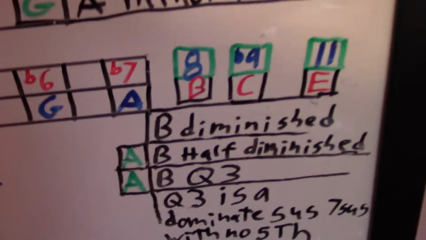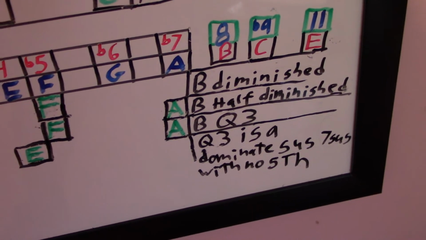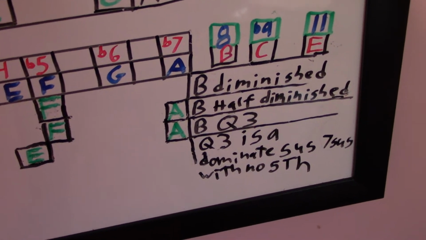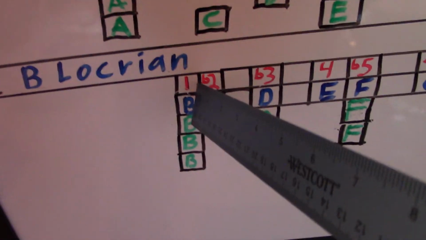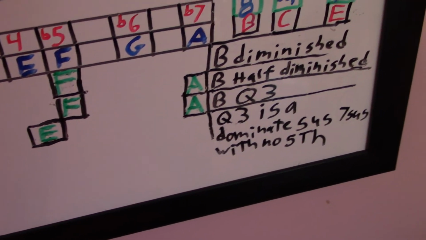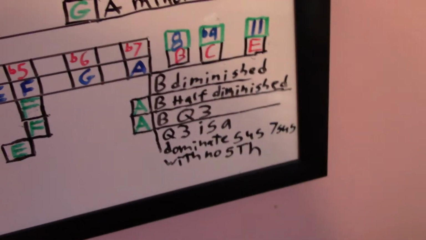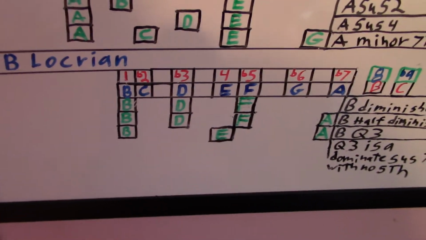And to show you an unusual chord, this is known as a B Q3. Okay. What's a Q3? You have a root, your 4th, and flat 7, which is B, E, and A. Okay. It's a dominant sus7 with no 5th. That's what that chord is.